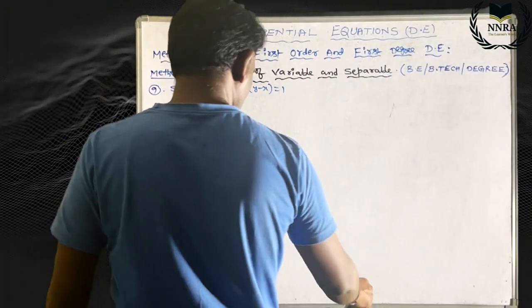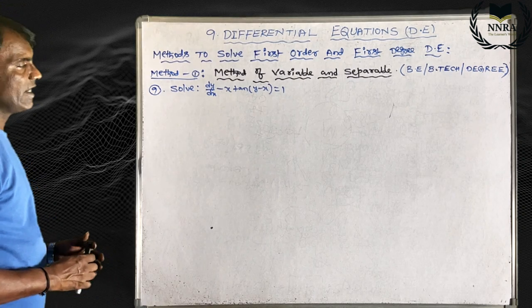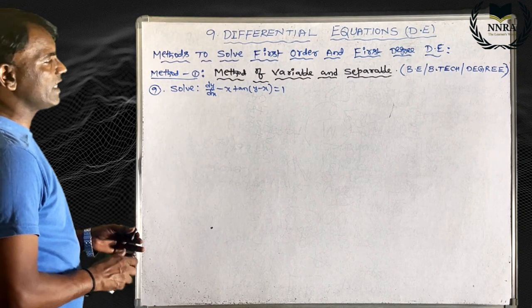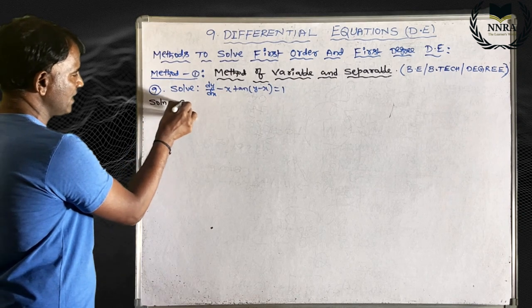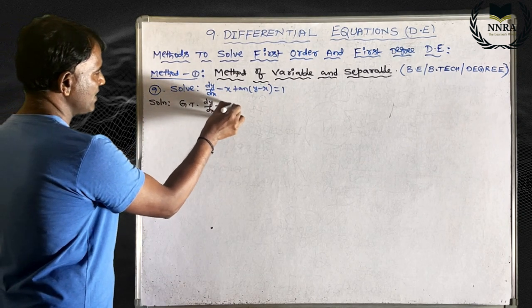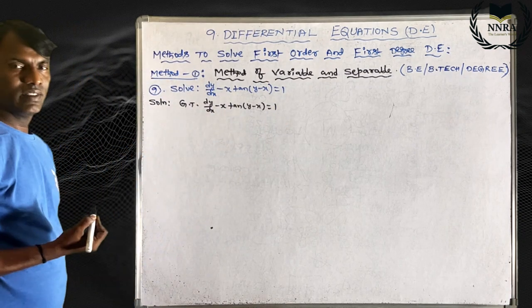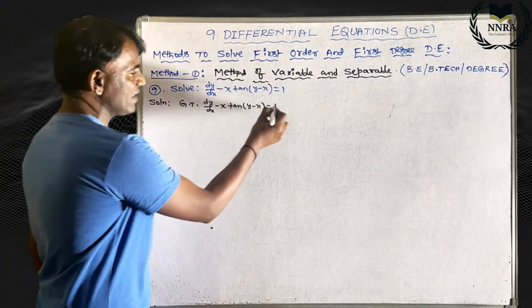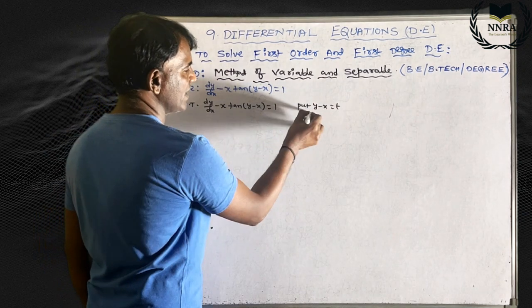This is question number 9. Solve dy by dx minus x into tan of y minus x equal to 1. How to write this? dy by dx minus x into tan of y minus x is equal to 1. Now, substitution method: the bracket value, y minus x, is equal to t.